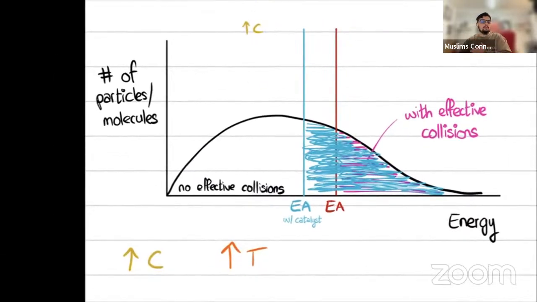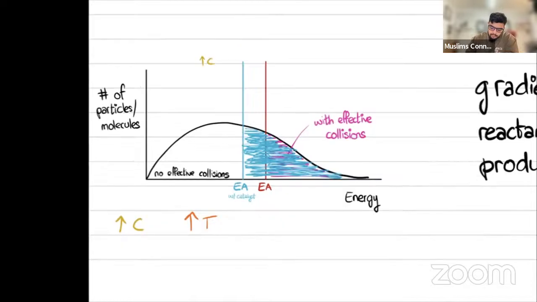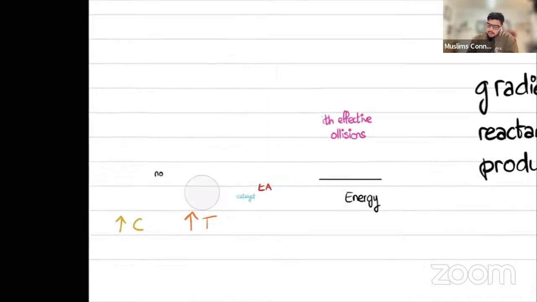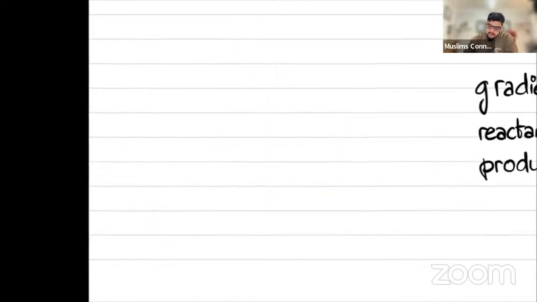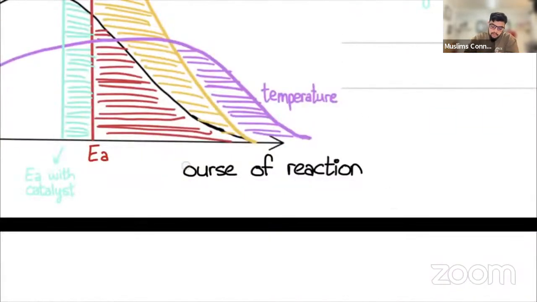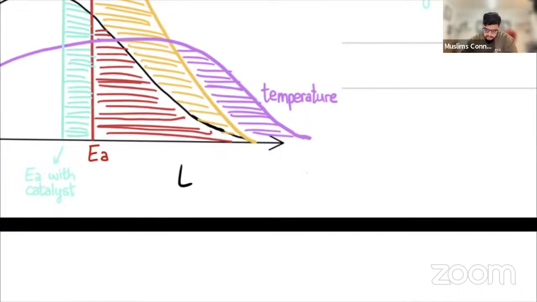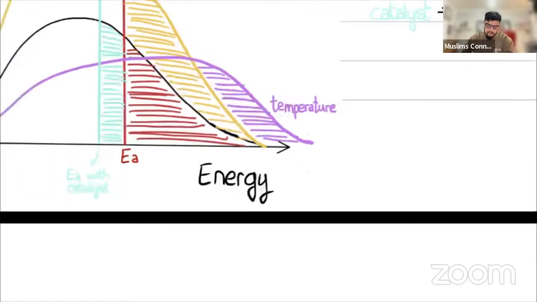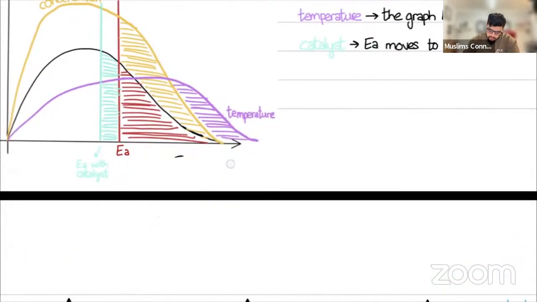Okay, so Maxwell-Boltzmann distribution, number of particles or molecules versus energy, and each change, an increase in any of those, how does it affect it? So let's look at the next graph. Number of molecules versus course of reaction, my foot. It's number of reactions versus energy. Okay, so 1 divided by K.